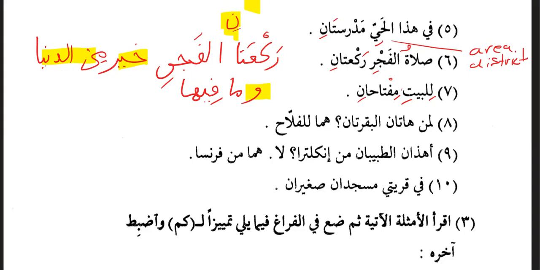نعم, عبيد. لمن هاتان البقرتان؟ هما للفلاح. نعم. ما معنى الجملة؟ Who do these two cows belong to? They belong to the farmer. هما للفلاح. نعم. أبو يوسف.